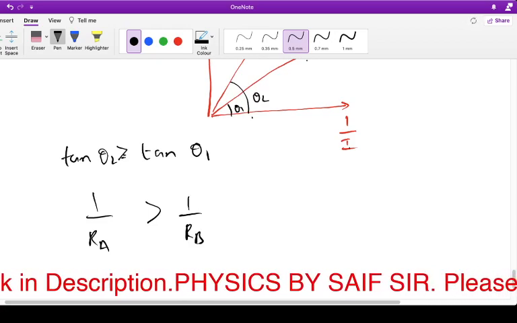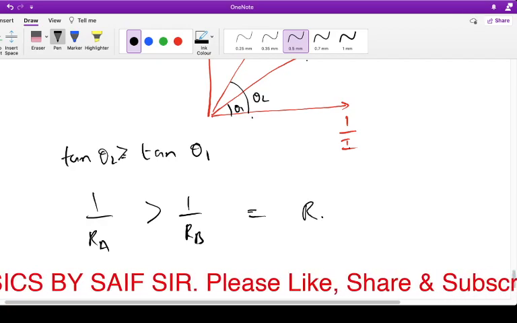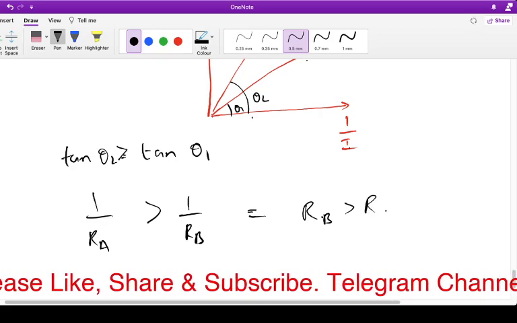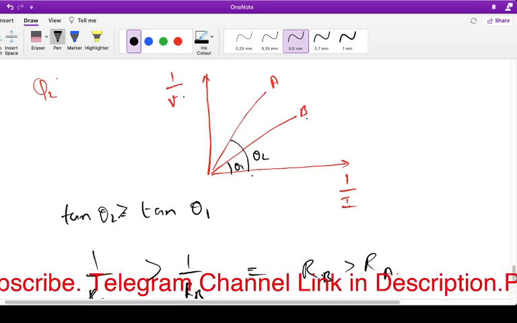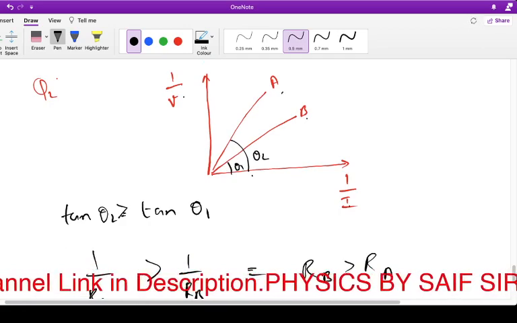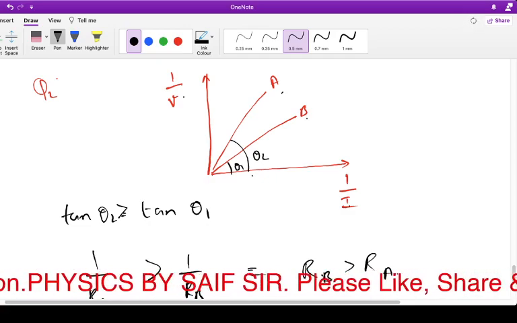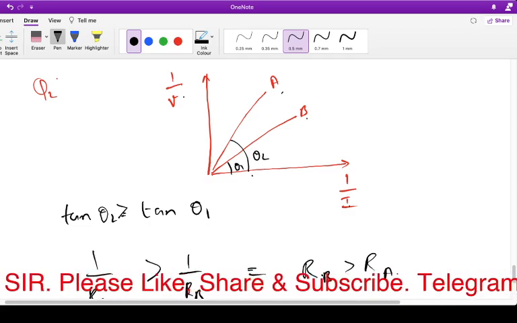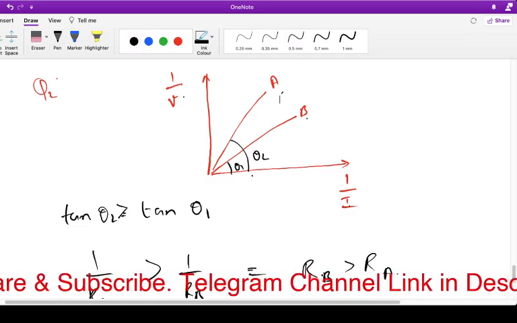So you can write RB is greater than RA. In the previous question, B was the upper line, but here we get that RB is greater. Why? Because both coordinates are in reciprocal form, that's why RB is the greater resistance when compared to the previous one.